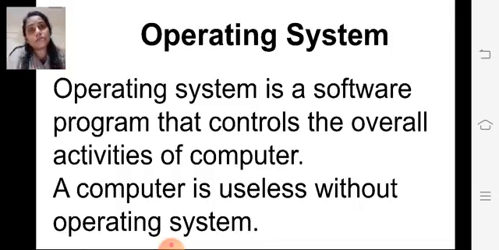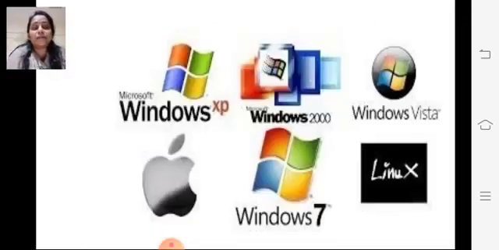You have a monitor, keyboard, mouse, everything, but it will not work without an operating system. So you need to have an operating system in your computer, right children? Do you remember that I taught you? These are all operating system software: Windows XP, Windows 2000, Windows Vista, Apple, Windows 7, Linux.